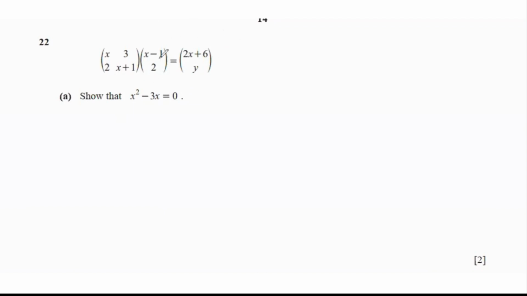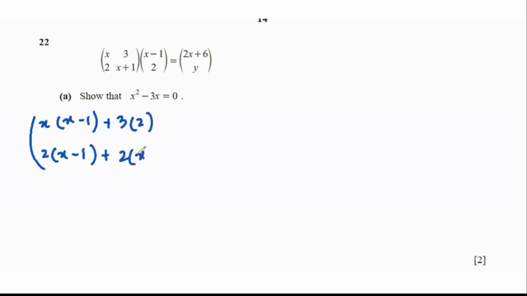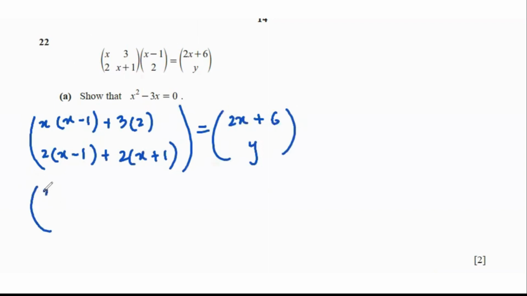Question 22 says, show that x square minus 3x equals 0. And we have these two sets of matrices being multiplied. So we'll do x times x minus 1 plus 3 times 2. Then 2 times x minus 1 plus 2 times x plus 1 equals 2x plus 6 and y. x square minus x plus 6, 2x minus 2 plus 2x plus 2.